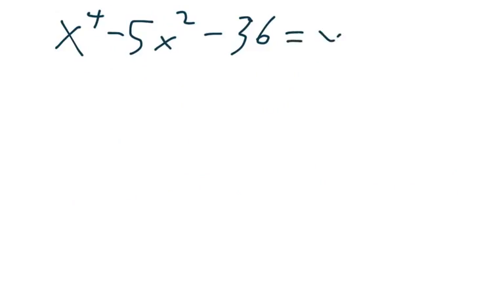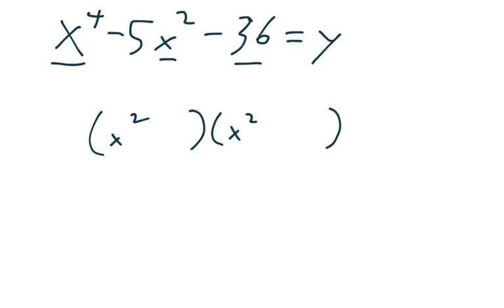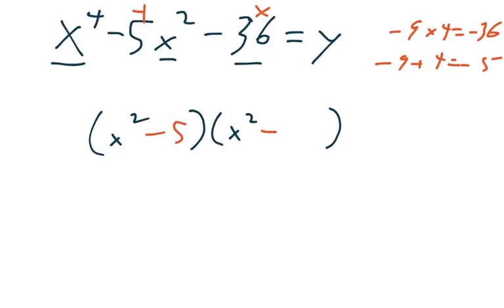The last one of factoring that we're going to do is this one. Since this is x to the fourth and x to the second and just a number, I'm going to try and factor first. X squared and x squared. What two numbers multiply up to be negative 36 and add up to be negative 5? Well, negative 9 times 4 equals negative 36, and negative 9 plus 4 equals negative 5. So here we have negative 9 and positive 4.